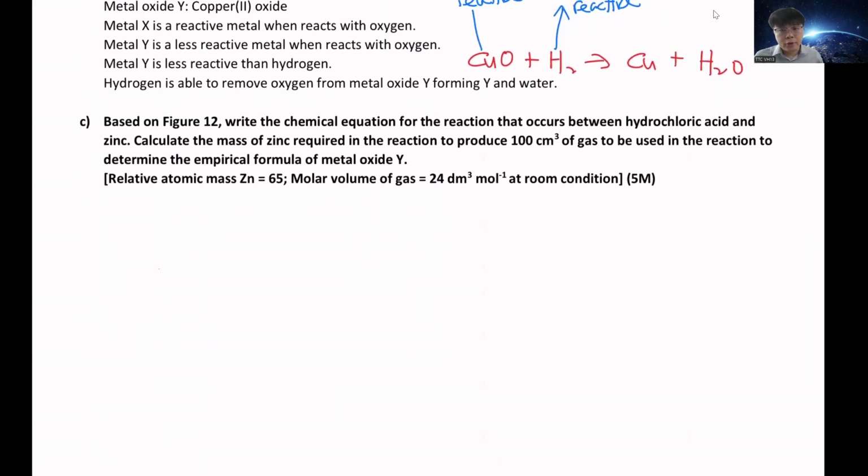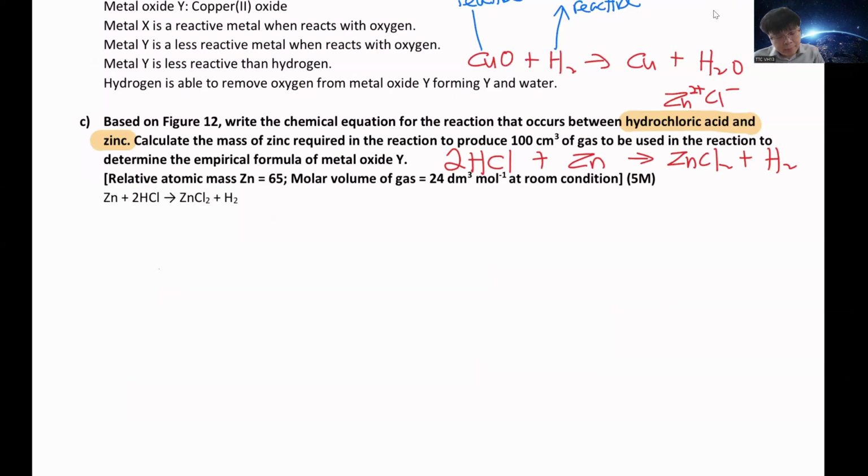Okay, write the chemical equation between hydrochloric acid and zinc. So you can write down the equation. The hydrochloric acid is HCl, zinc is Zn, and then because Zn is 2 plus, Cl is minus, it becomes ZnCl2. Then hydrogen comes out as H2. Then the 2. Then after that, this is the equation.